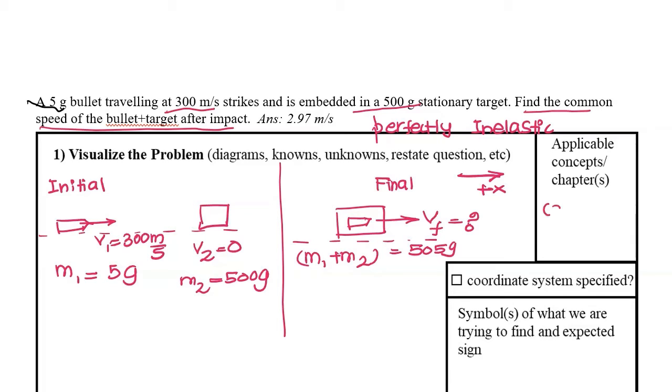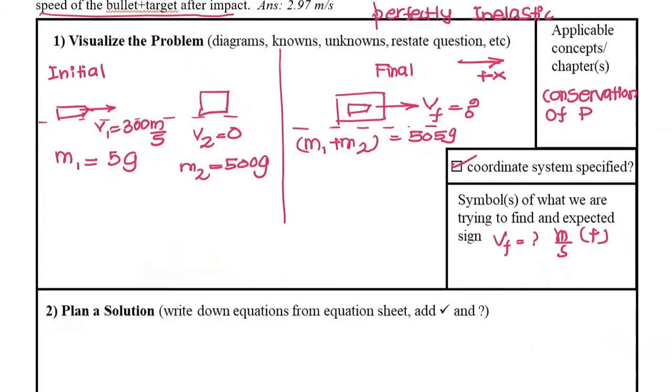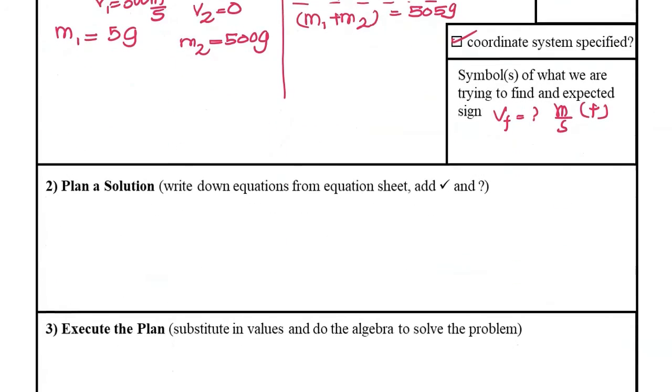Okay, so the applicable concept is conservation of linear momentum. The coordinate system is specified, and then the symbol we are trying to calculate is the final velocity. Meters per second is the unit. We expect a positive value, but anyway, this is the common speed, so it's a scalar quantity.